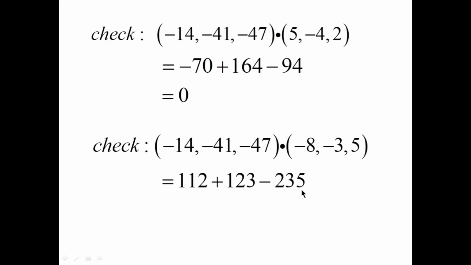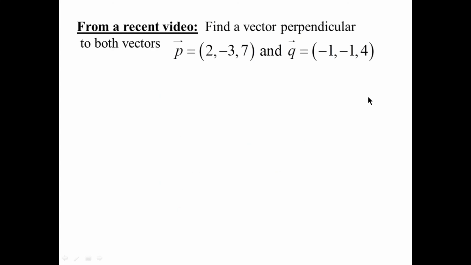Minus 235. Work that out, and of course, yes, you get 0. So we found a vector perpendicular to them both. From a recent video, a question came up: find a vector perpendicular to both of those vectors, (2, -3, 7) and (-1, -1, 4).